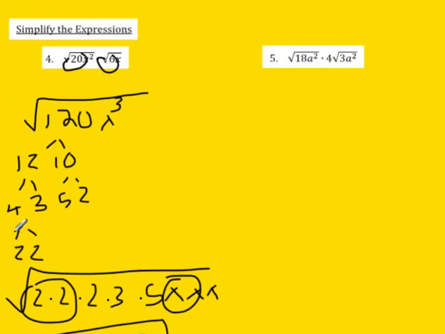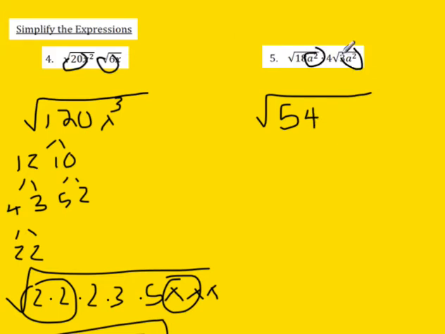Now we're going to do the same thing for number 15. When we're doing number 15, we're going to take 18 and multiply it by 3. So I'm going to do 18 times 3, and we get 54. So I get 54 underneath the radical.